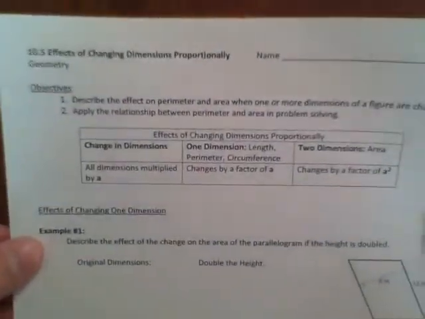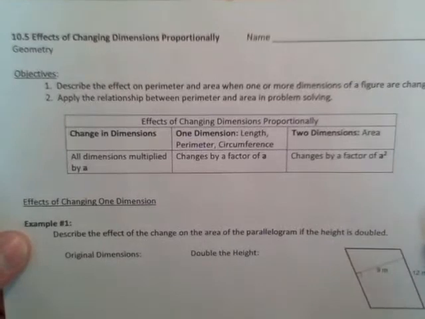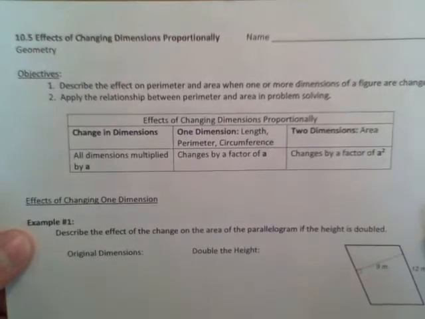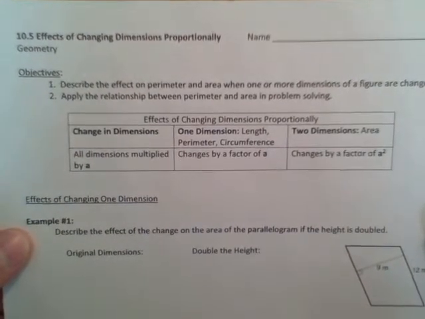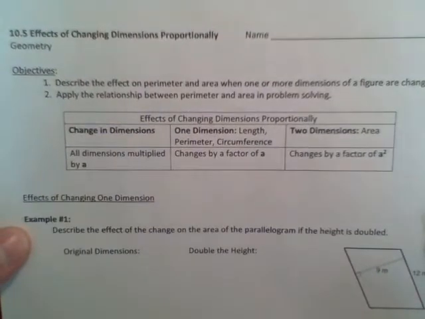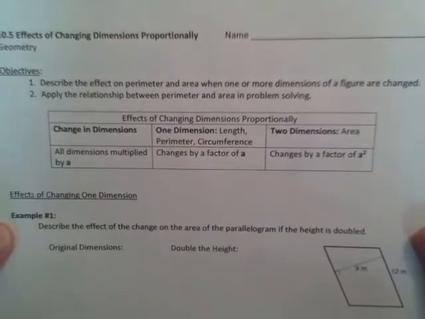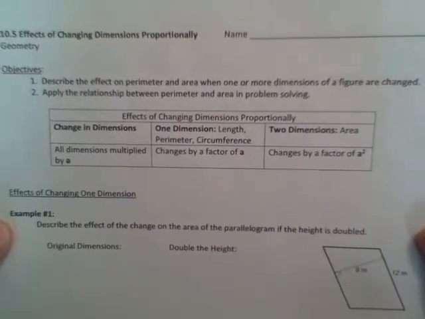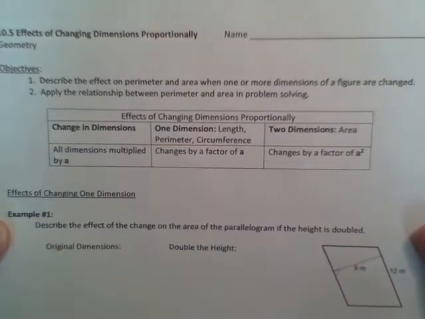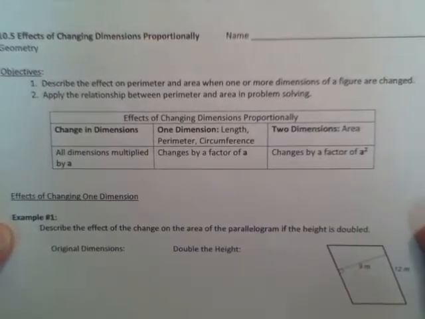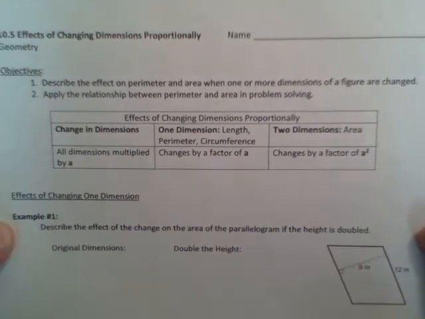Alrighty, so here we are with Chapter 10, Section 5 notes, and we are talking about the effects of changing dimensions proportionally. So our objectives today are, one, to describe the effect on perimeter and area when one or more of the dimensions, like length or width or height, of a figure are changed, and two, to apply the relationship between perimeter and area in problem solving.